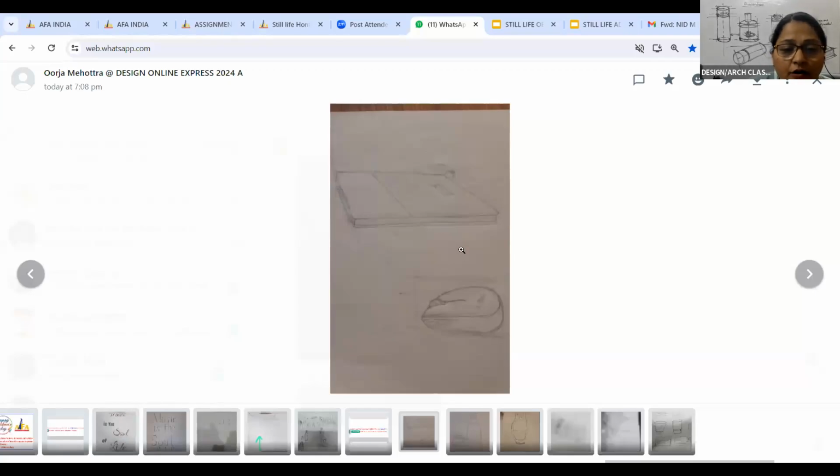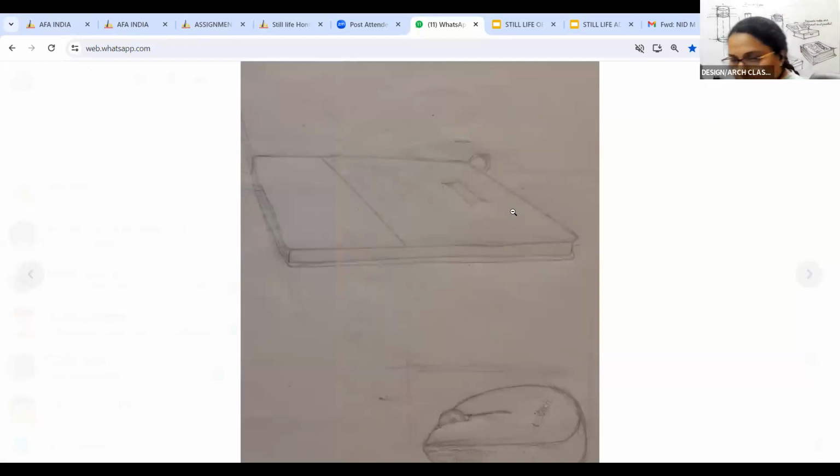So Urja, you shared this. Maybe this was a diary which was somewhere near you. So I'll just help you with the corrections. What can you do here? And whatever correction I'm going to suggest, please follow it.